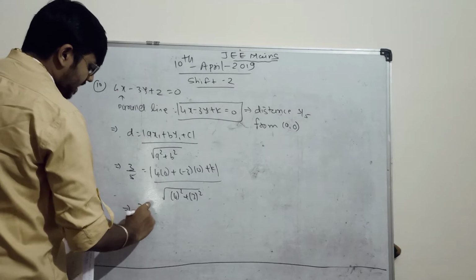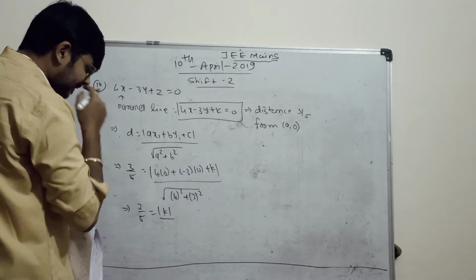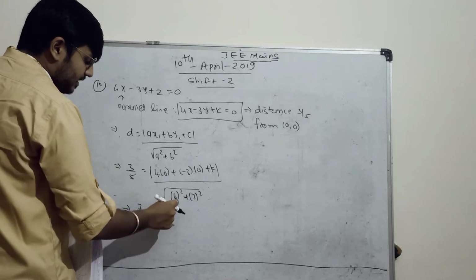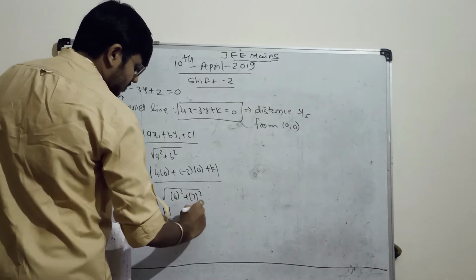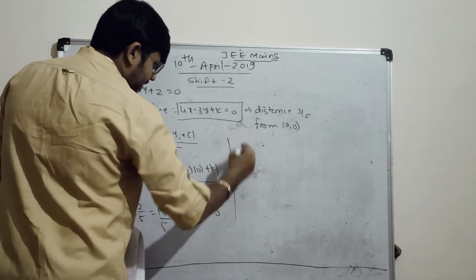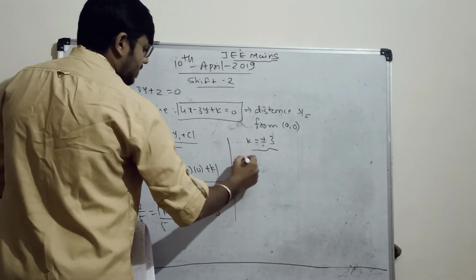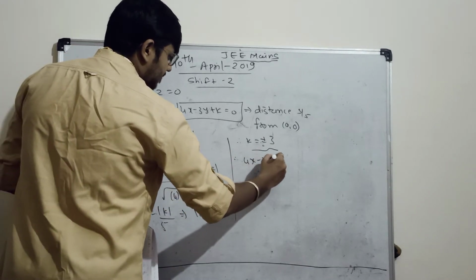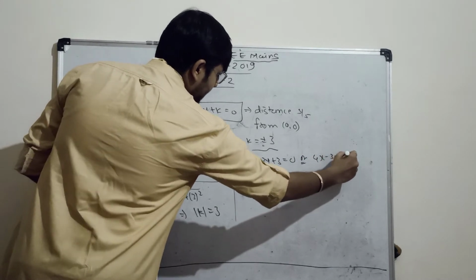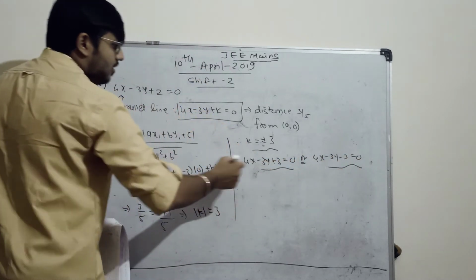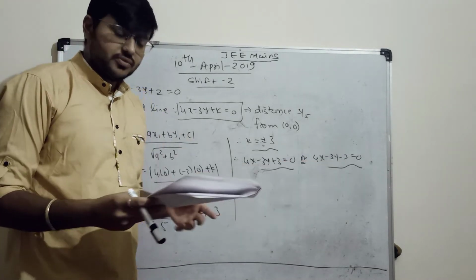So 3 by 5 equals mod of k, because 0 and 0 will be cancelled, and 4 square is 16, 3 square is 9, 25, root 25 which is 5. So mod of k equals 3. Therefore k will be plus or minus 3. Therefore the required line is 4x minus 3y plus 3 equals 0, or 4x minus 3y minus 3 equals 0. And now by using trial and error method, from the given 4 options we have to satisfy the point.